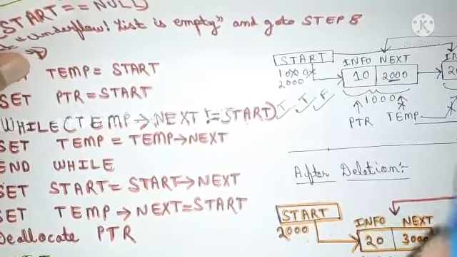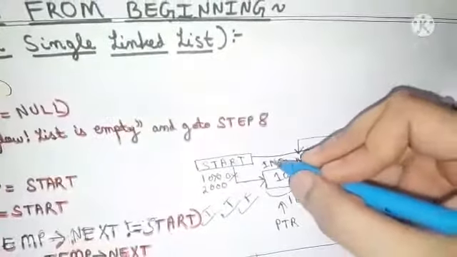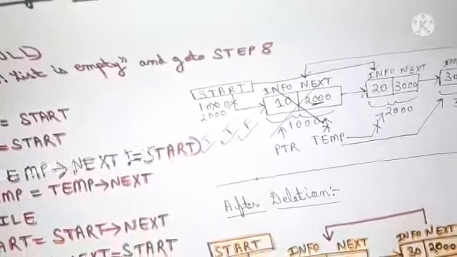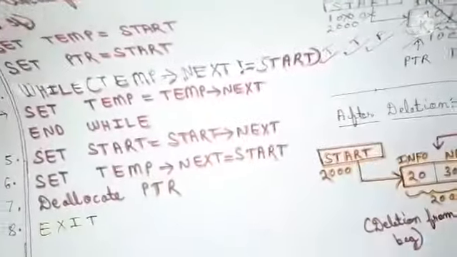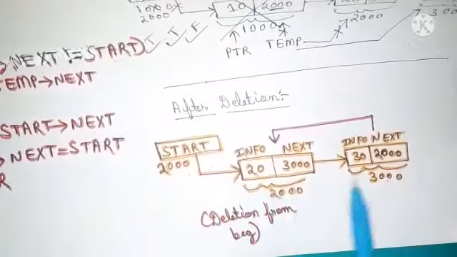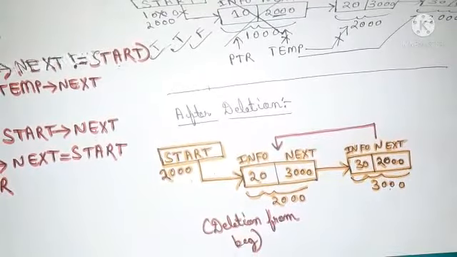So that's why at temp next we will insert the address 2000 and after that deallocate ptr. Deallocate ptr means this particular node will be deleted. Okay, and then exit. So after deletion, the list will be visible in this way. Okay, so this was deletion from the beginning.